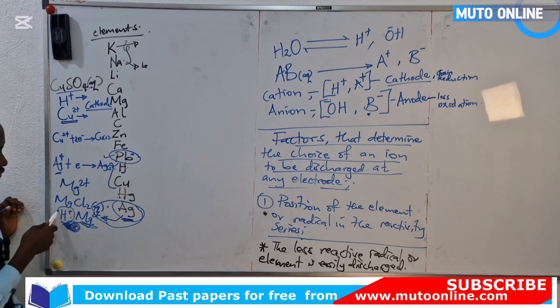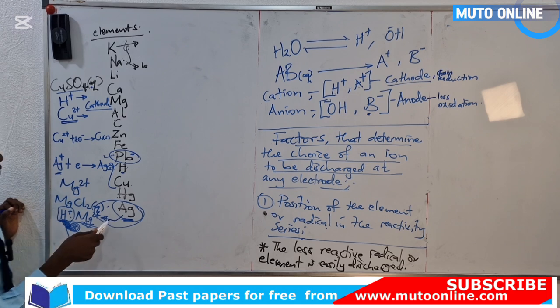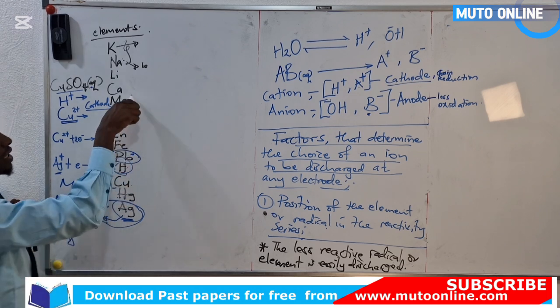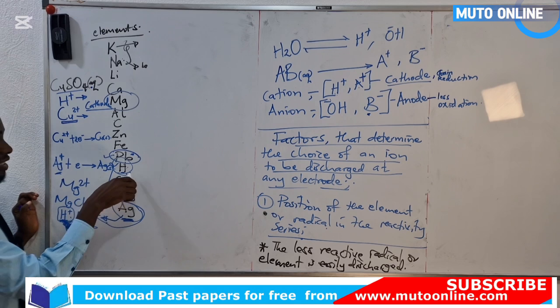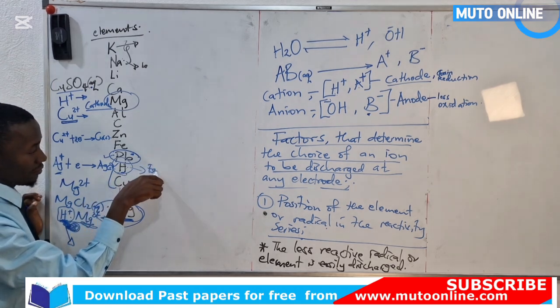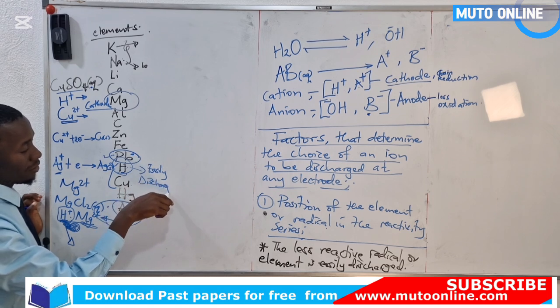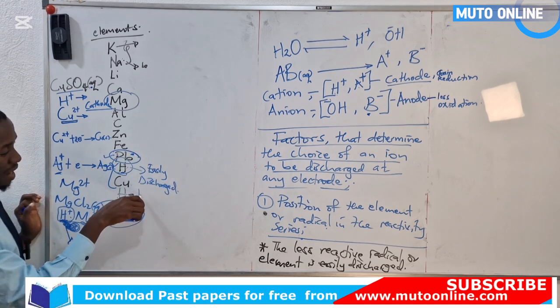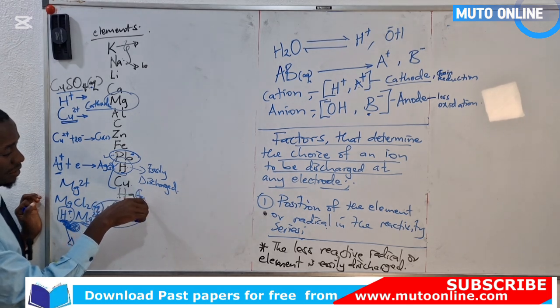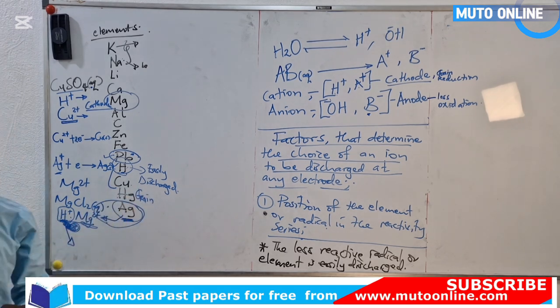Why? Because hydrogen is less reactive compared to magnesium, meaning that it is easily discharged to form a molecule of hydrogen, which is hydrogen gas. The reason being, hydrogen is less reactive compared to magnesium, so it is easily discharged. And remember, the discharge of these positively charged ions is by a gain of electrons.